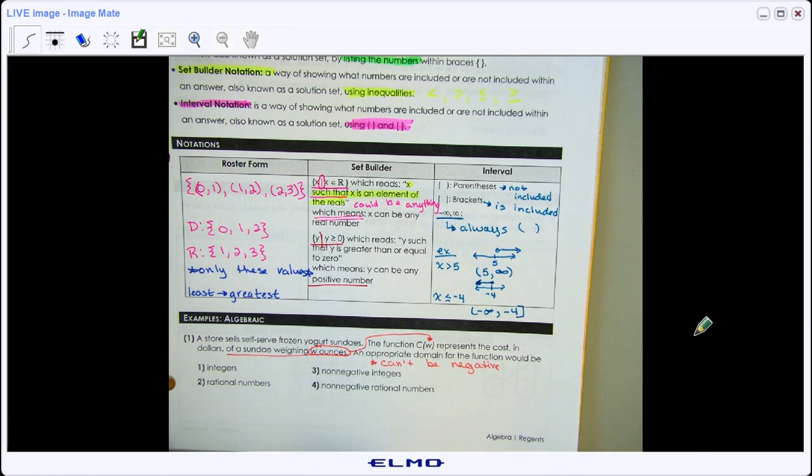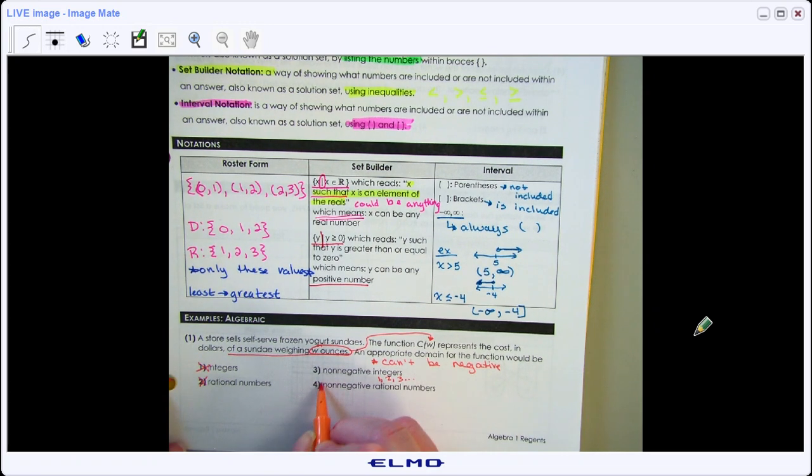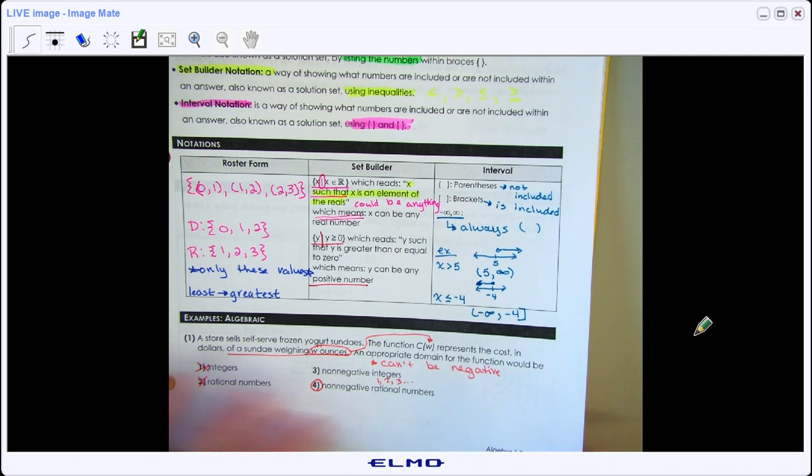So let's look at our options here. Integers include negative numbers, so we're going to cross those out. Rationals also include negative numbers. So choices 1 and 2 are automatically out. Choice 3, non-negative integers, would be 1, 2, 3, and so on. But that doesn't include our decimals. We can have decimals. That's why we want our rationals, because rationals include decimals and fractions as well. So it's going to be that one, but it has to be positive.